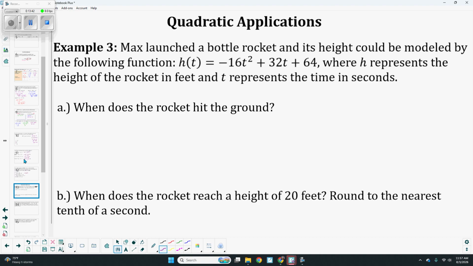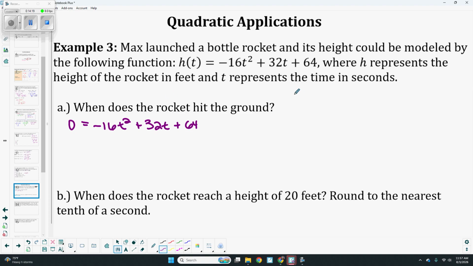And now let's look at some applications. So Max launched a bottle rocket, and its height could be modeled by this function. H represents the height of the rocket in feet, and t represents the time in seconds. So when does the rocket hit the ground? Well, it hits the ground when the height is 0. So we would set 0 equal to this side. You're welcome to deal with smaller numbers if you want. Try to take out a GCF first, but I'm just going to go with what I have here.